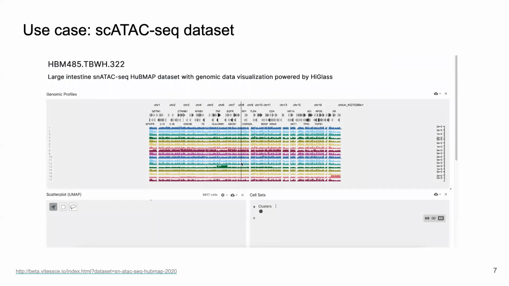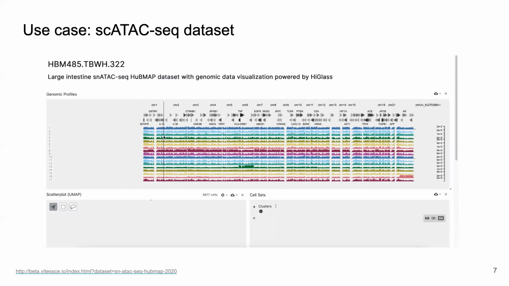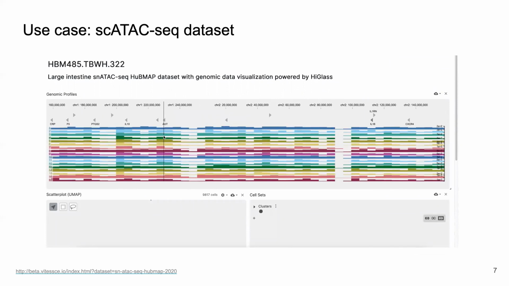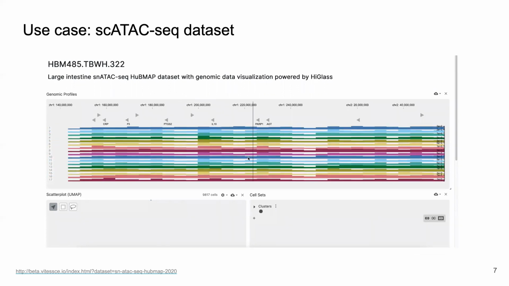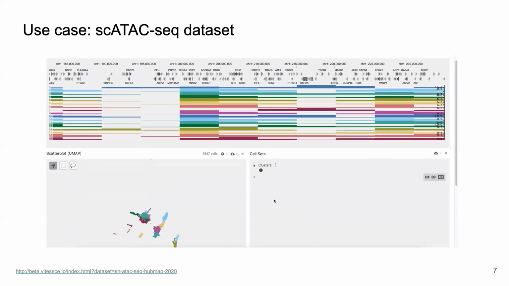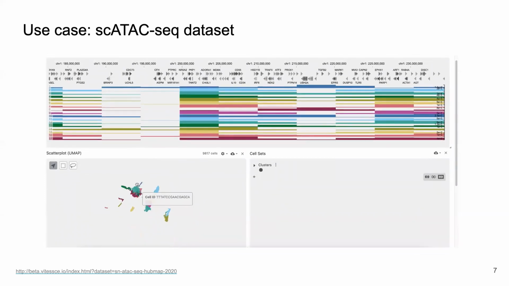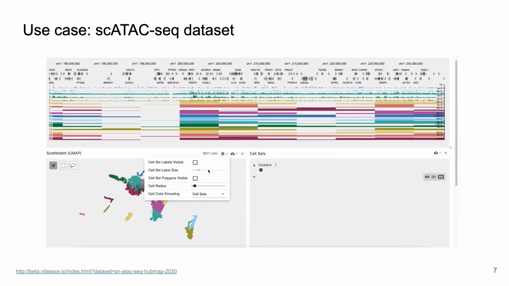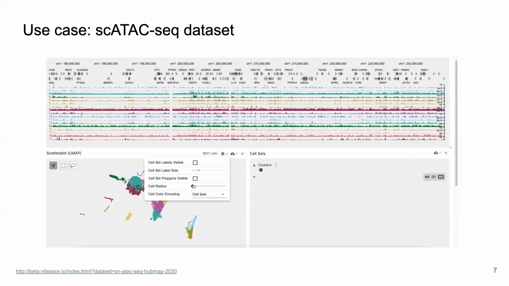For single-cell ATAC-seq data, we can use VITESSE to visualize chromatin accessibility on genome browser tracks. As we zoom in along the genome, the genomic data will load at higher resolution, and we will see additional gene annotations. We can coordinate the genomic visualization with the scatter plot to highlight individual clusters across both plots. We can change the rendering properties as well.